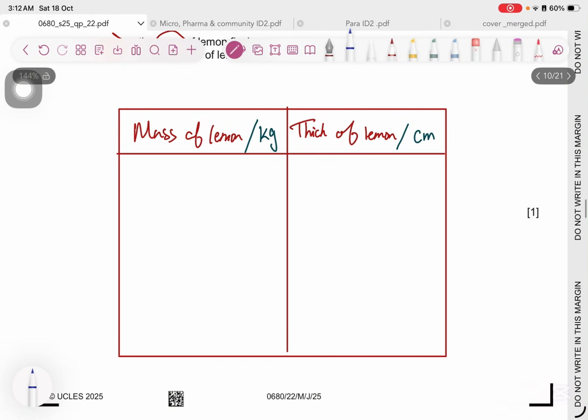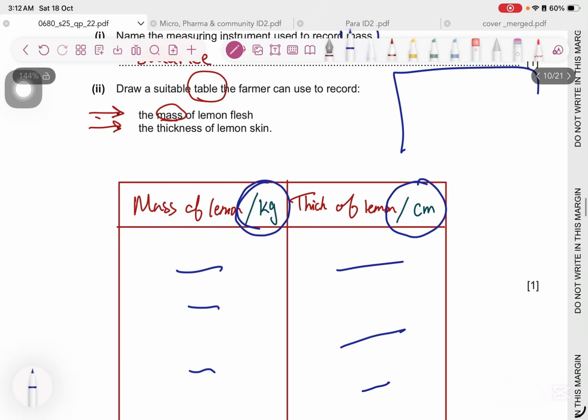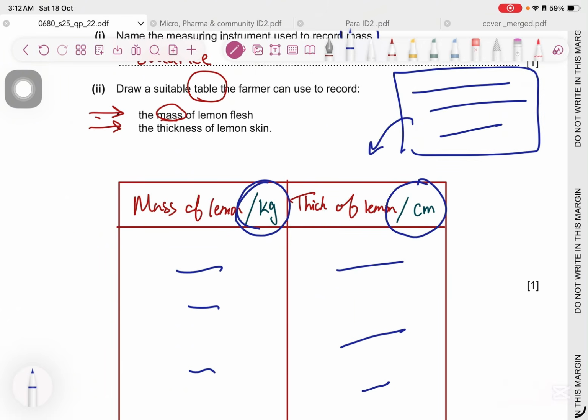And that's how I did it. You have to put the mass, okay, and the thickness of the lemon. And as you can see here, the units in the heading. You don't have to fill the data since there's no data given, but if they gave you a sheet or something and they gave you all the data here, then you will have to fill your table. Okay, but since we don't have that, then we don't have to fill the table.